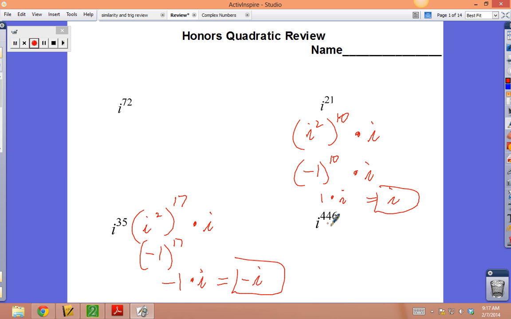Last one, if you got 446 imaginaries, how many squares are in 446? There's 223, and you're going to replace your i squared with a negative 1. A negative 1 two hundred twenty-three times is just going to leave you with a negative 1.